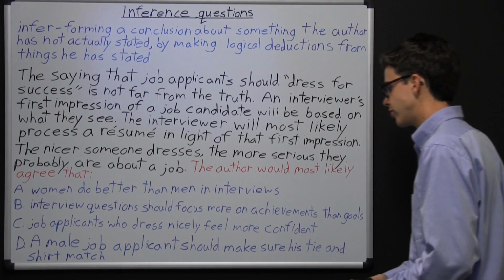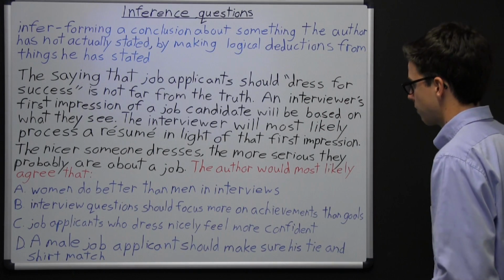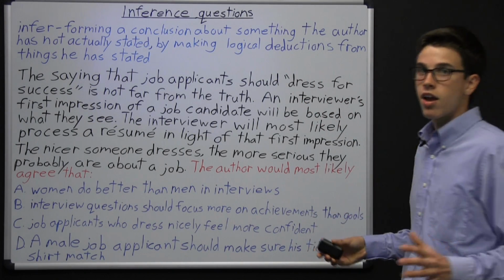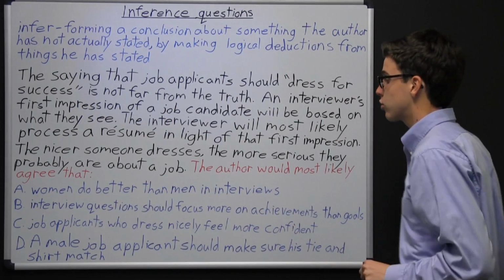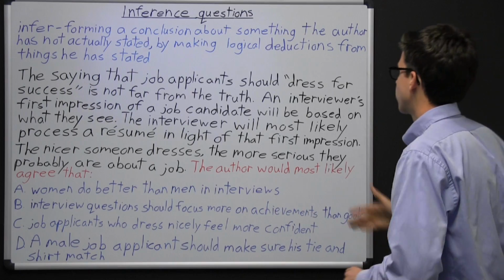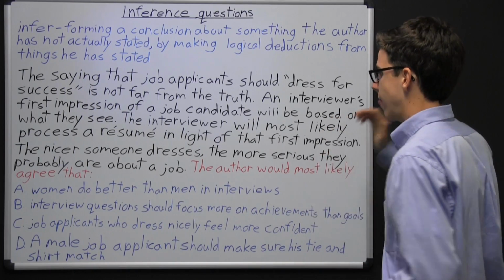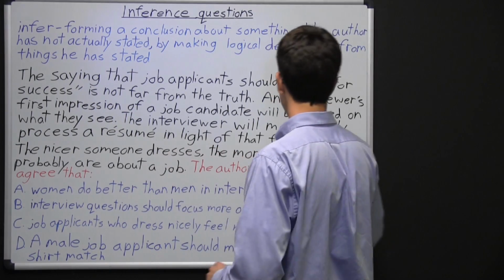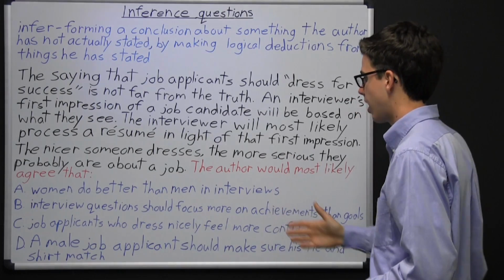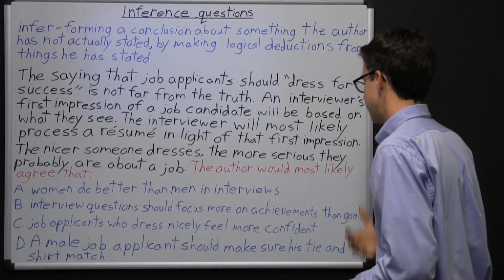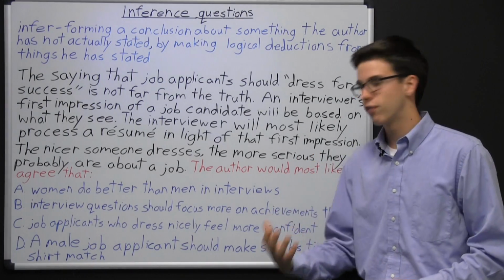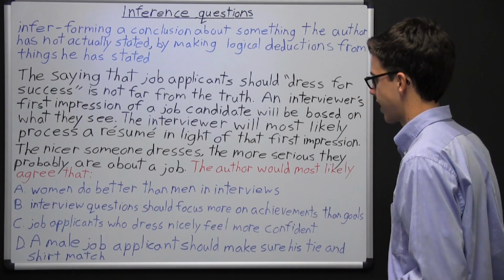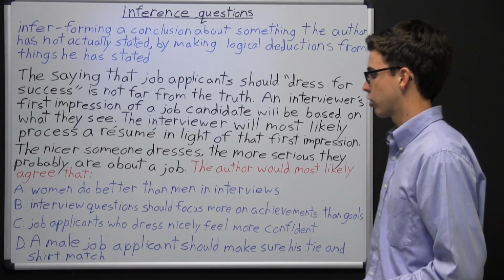So it says a male job applicant should make sure his tie and shirt match. Now you may be thinking, this passage never talks about matching or ties or shirts, but this is still the correct answer. Because remember, we're talking about making a good first impression. This last sentence says the nicer someone dresses, the more serious they probably are about a job. So one way to dress nice is to be matching. If you match well, and you look nice, you make a good first impression, and you dress for success. So D is the correct answer.